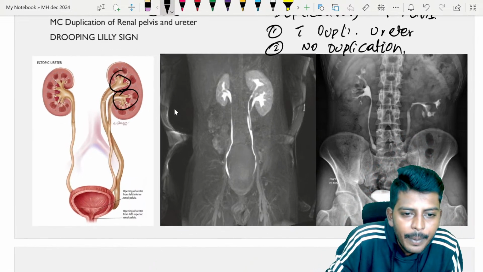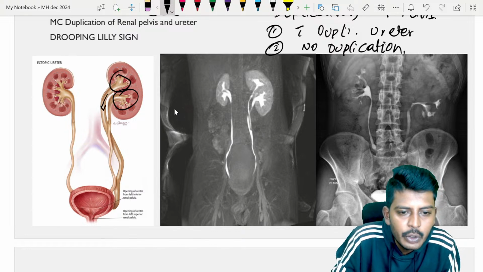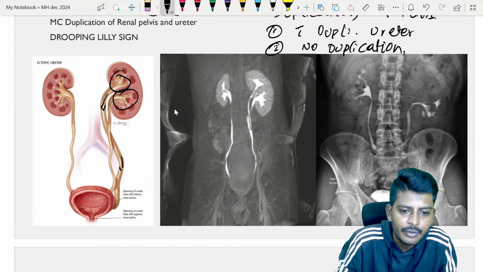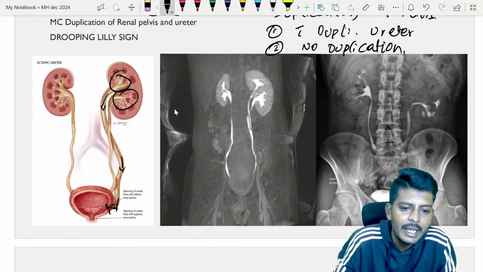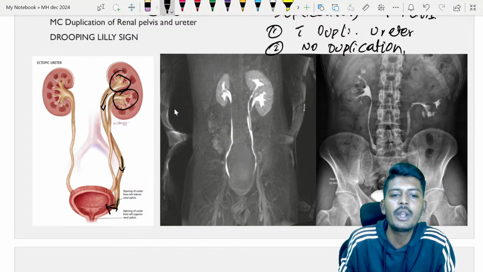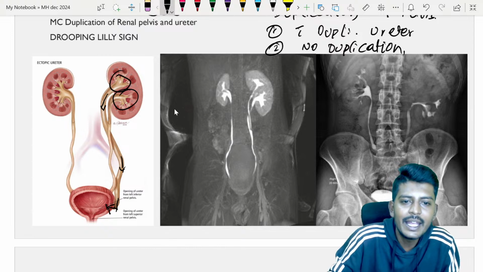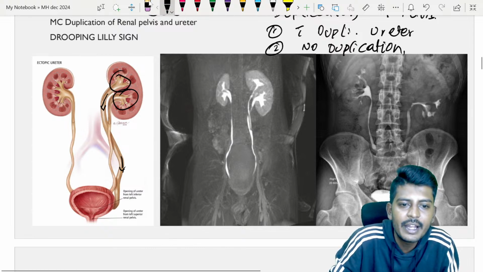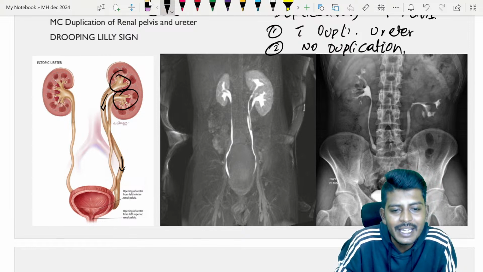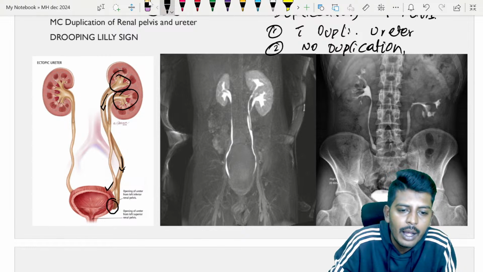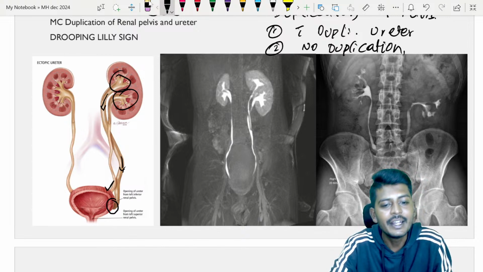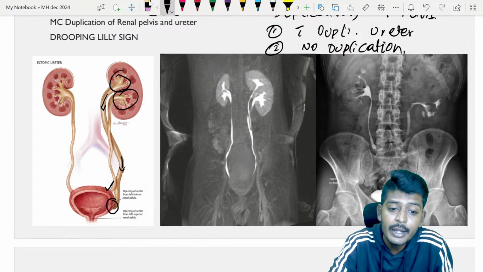So this upper ureter, if at all it progresses into the ureter, this ureter will go into the bladder proximally or distal to the lower ureter. Tell me, it goes and innervates the bladder. It is innervating the bladder. Though it is the upper ureter, it always innervates distal to the lower renal pelvis. It is distal to the lower duplicated part.